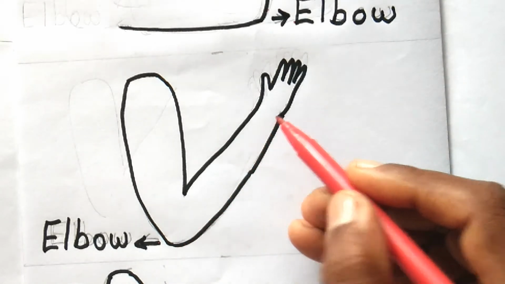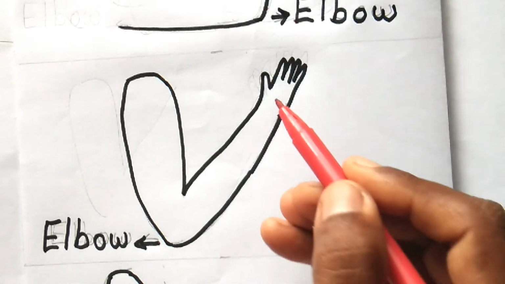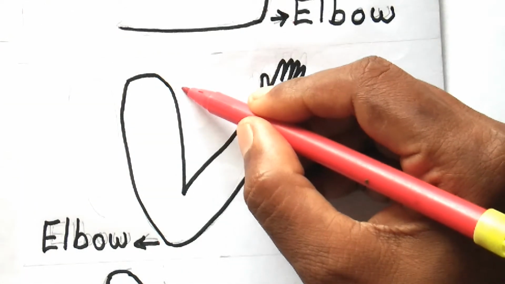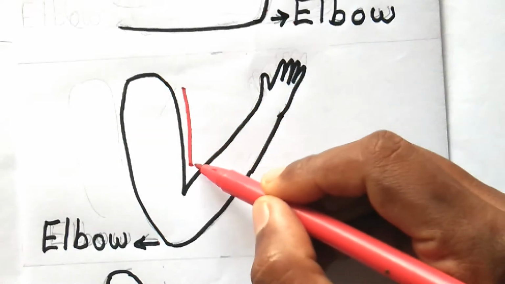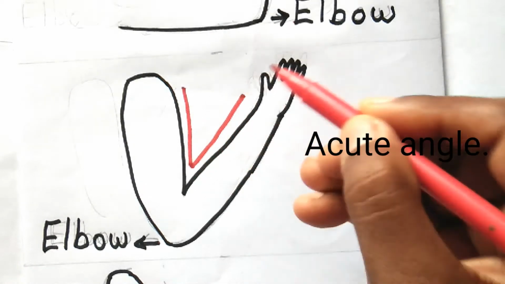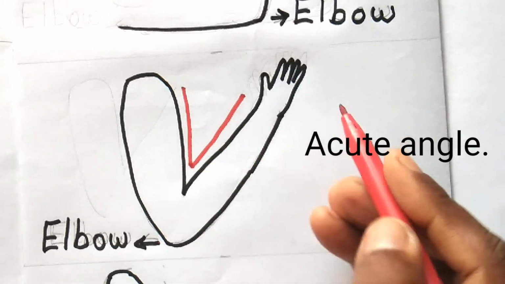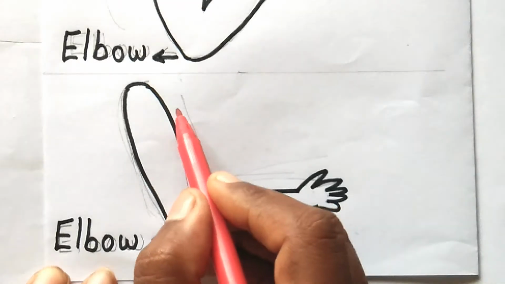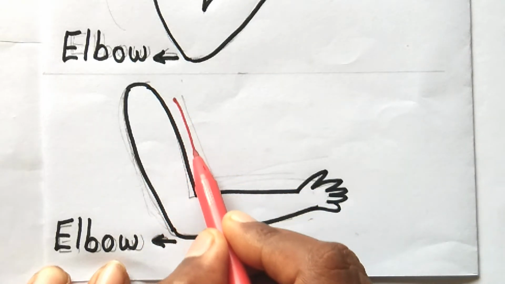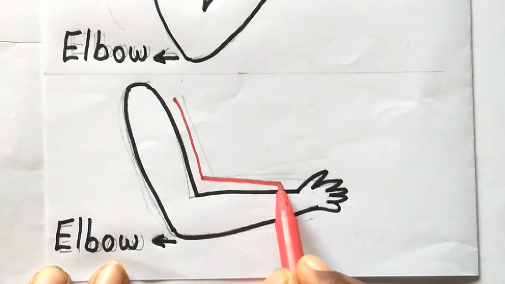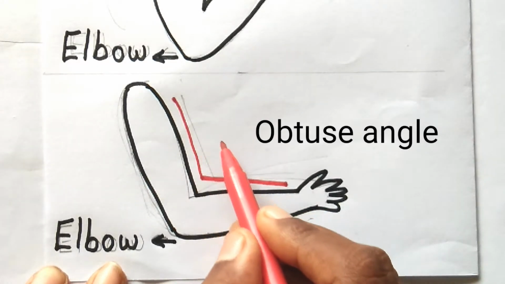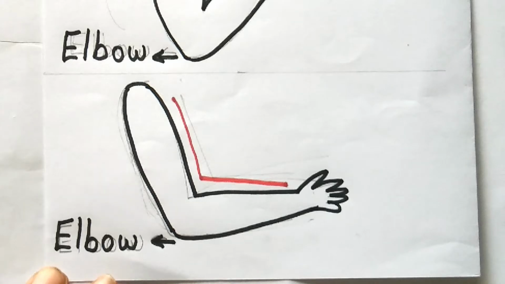Like this one, by folding our hand upward. Which angle will it make? See, children. The distance between our hands grows smaller than a right angle. Then it becomes an acute angle. From the elbow, when we move our hand downwards, the distance between our hands grows bigger than a right angle. Then it becomes an obtuse angle.